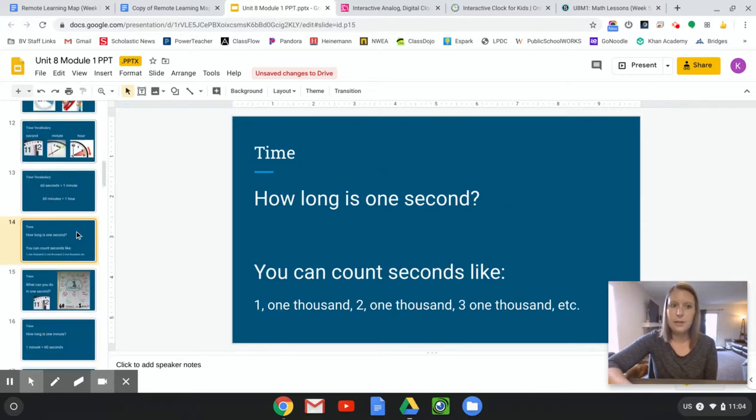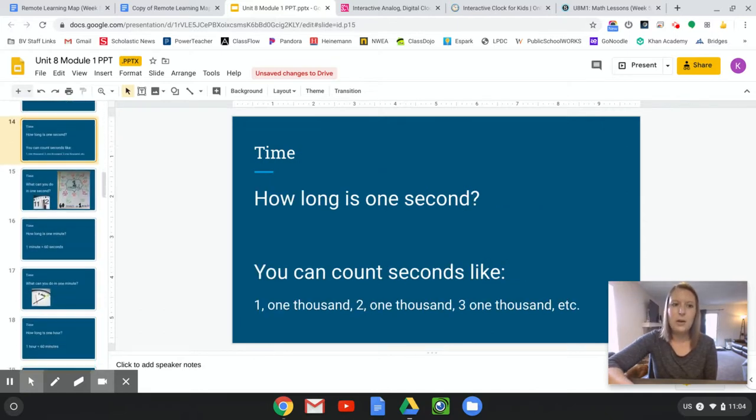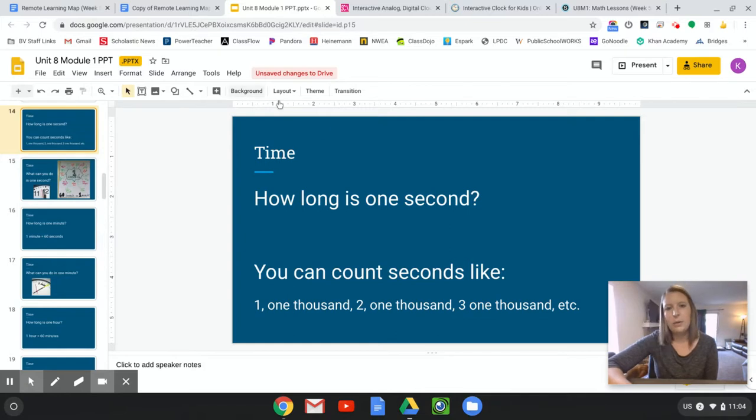All right, now let's talk about a second. How long is a second? We like to think about seconds as counting, but you have to count the right way. Some of you can count really fast, which is great. But if I say 1, 2, 3, 4, 5, 6, 7, 8, 9, 10, each number is not a second. I'm going very fast.